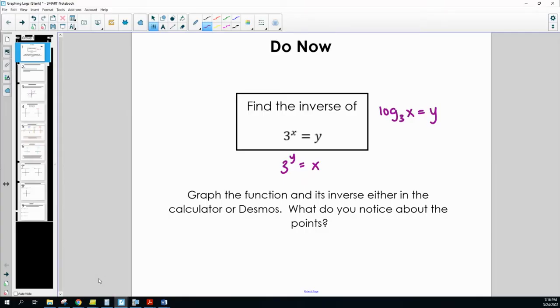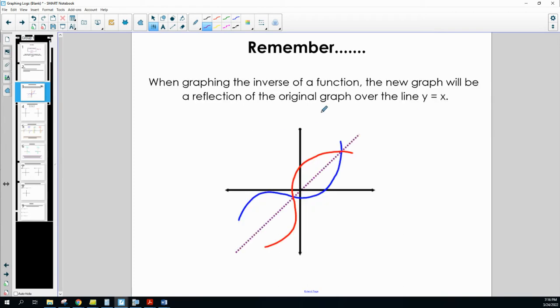So let's get into details of this. Again, this is just a recap of what we just said. If you have a function and you graph its inverse, they're reflections over the line y equals x. Now this graph is just a random graph. It is not an exponential or a log. If I have the red graph and I reflect it over this dotted purple line, which is y equals x, the resulting graph would be this blue graph.